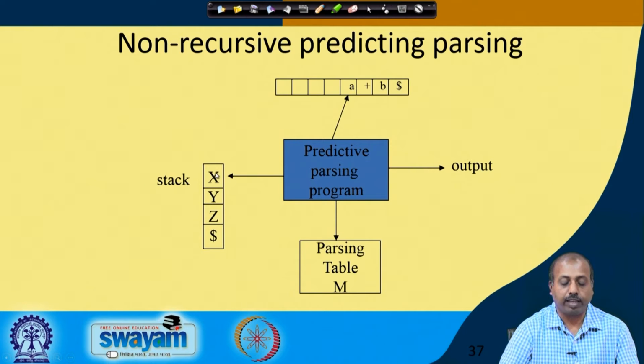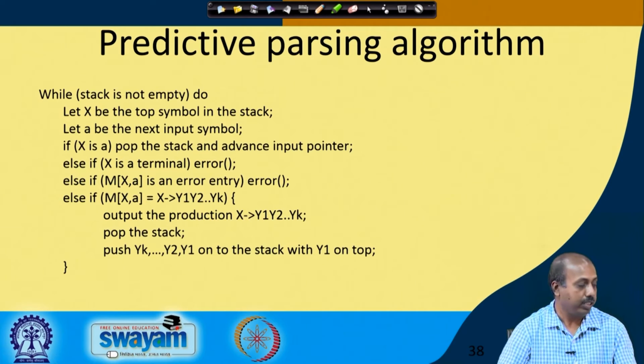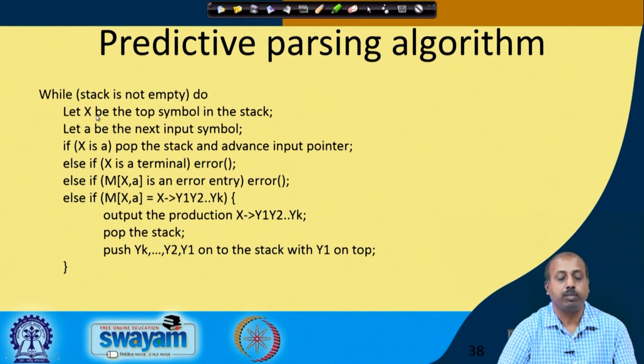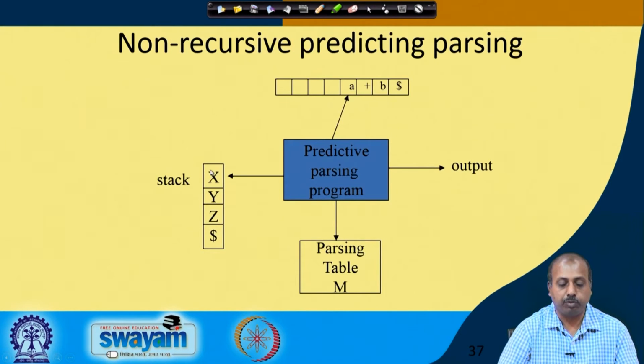The stack can contain both terminals and non-terminals. So, this x, y, z are actually grammar symbols. How do we proceed? We look into the symbol at the top of the stack. Let the symbol be x, and we also check the next input symbol, suppose it is a. So, the situation is that the top of the stack contains x and the next input symbol is a.